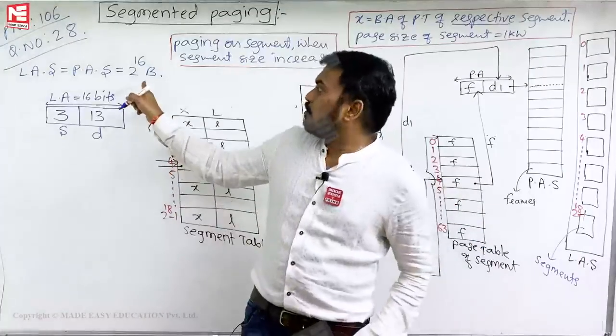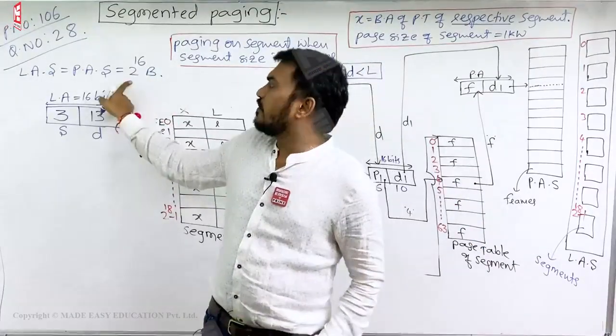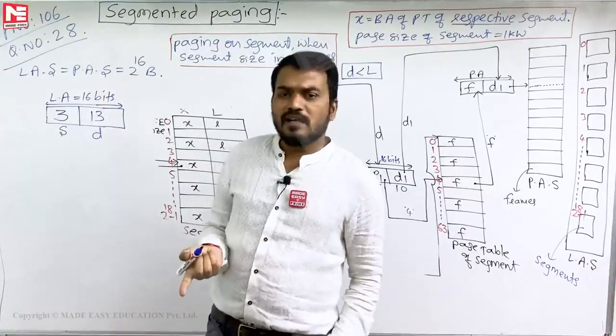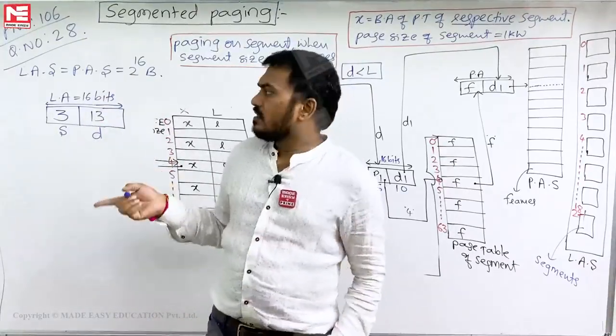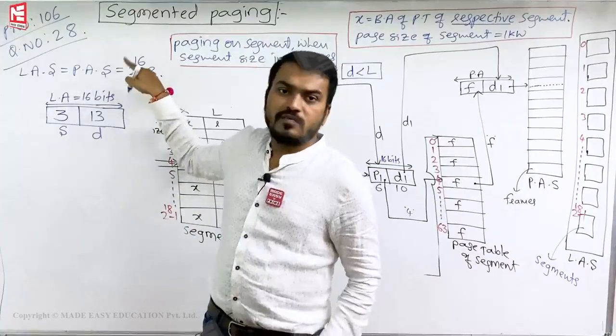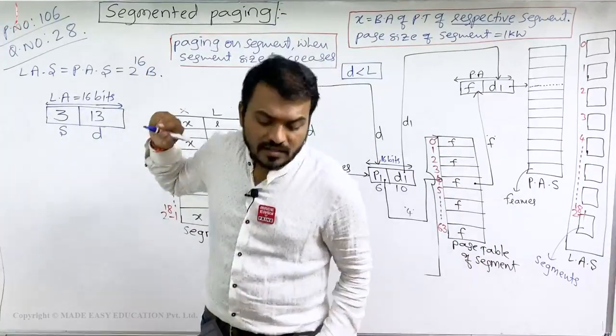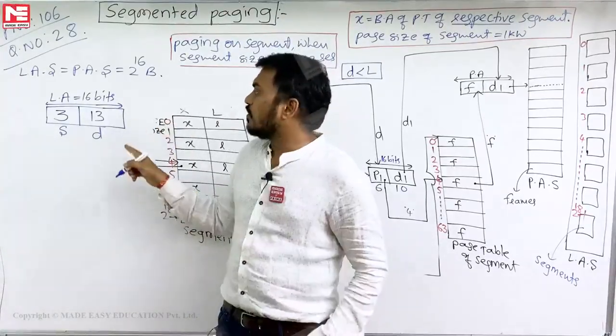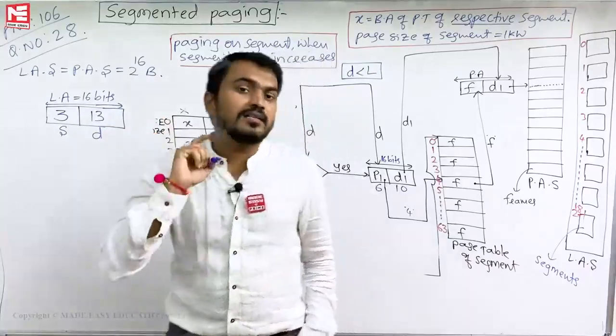So LAS कितना है? 2 power 16 bytes है. इसको divided by 8 करो, तो कितना मिलेगा? एक एक सेगमेंट का साइज मिलेगा. ओके, same वही तो बात हुई, right. So the virtual address space is divided into 8 equal size segments. Okay, so इसको 8 से divide करें तो हर एक सेगमेंट का साइज आएगा.